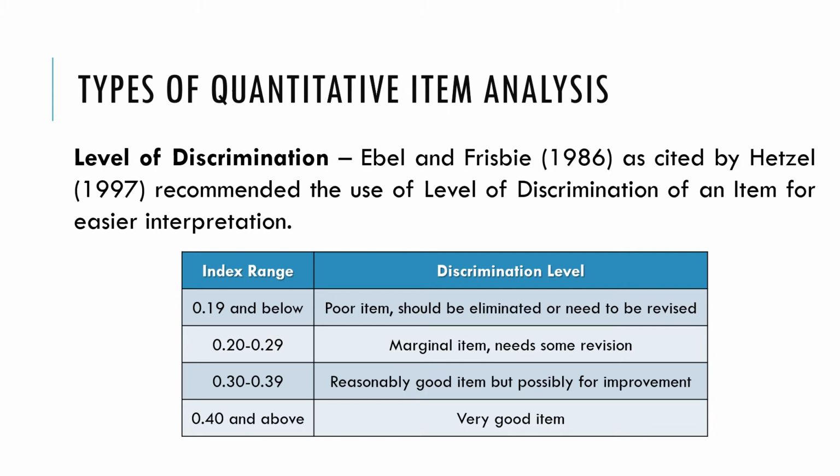If right after computation, you got 0.19 and below, the item is poor, should be eliminated, or needs to be revised. Okay, and then 0.20 to 0.29, marginal item, and it needs revision. 0.30 to 0.39, reasonably good item but possibly for improvement, and of course 0.40 and above, a very good item. Since the item is very good, you don't have to improve it or you don't have to revise the test item.